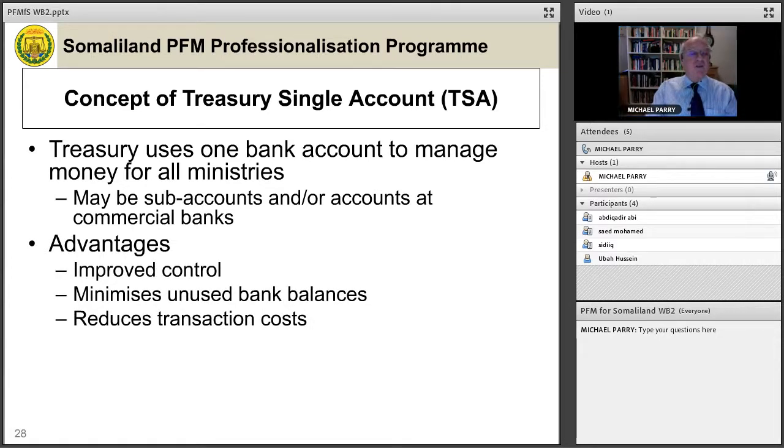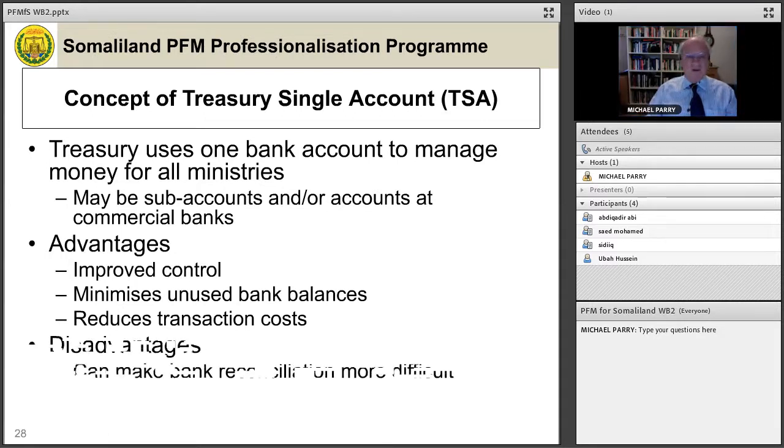The major advantage is you get better control because everything is now centralized at the Treasury. You minimize the various bank balances and unused balances in those, and you have fewer transactions. They're all made through one system, so you can reduce your transaction costs.